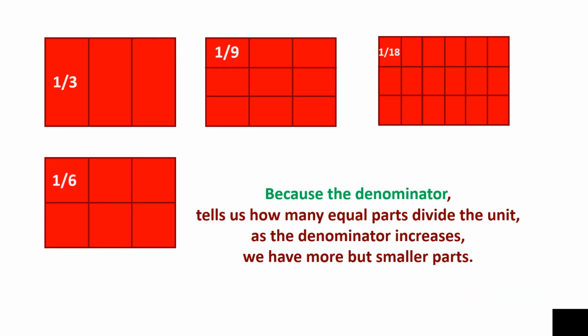Because the denominator tells us how many equal parts divide a unit, we can see that as the denominator increases, we have more and more equal parts in the unit. But as the denominator increases, these parts become smaller. Here we see 1/3, 1/6, and 1/9. More and more smaller parts.